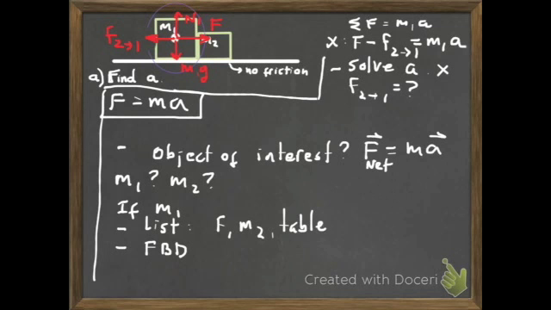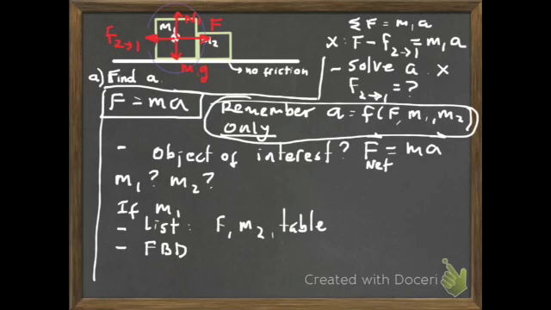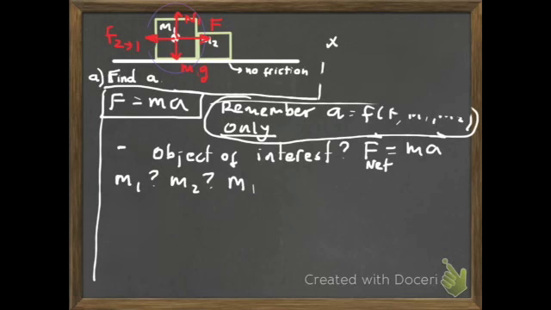The solution that we're looking for the acceleration must be a function of capital F, M1 and M2 only. These are the given variables in the problem. Nothing else should show up in your final answer for the acceleration. Now if M1 turned out to be not the right choice to find the acceleration, what other choices do we have? Well, let's choose M2 and see if we have better luck with that.